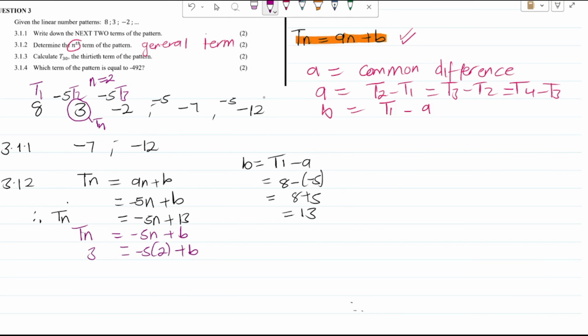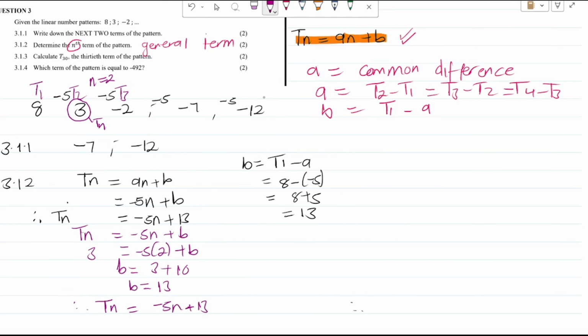okay? Then b will be equal to 3 plus 10. You notice that negative 5 times 2 will give us a negative 10. If we move the negative 10 to the other side, it would be plus 10. Then b is equal to 13. Therefore, our nth term will have the general term of Tn is equal to negative 5n plus 13.